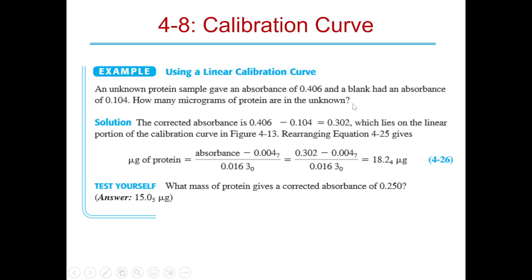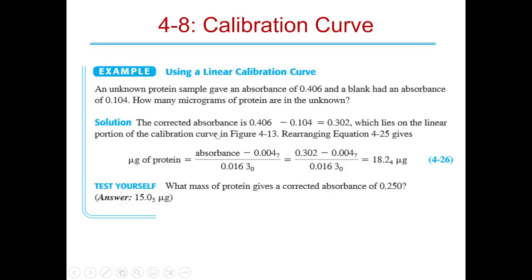So an unknown protein sample gave an absorbance of 0.406. The blank had an absorbance of 0.104. How many micrograms of protein are in the unknown? So you would correct your absorbance using your blank, which the instrument typically does for you. That's why you usually take those blanks. That's literally what it does. It just subtracts it off. Okay? And that gives you 0.302.